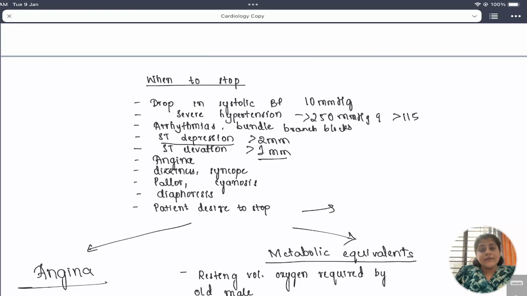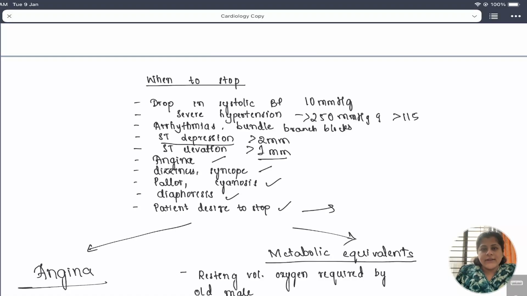If the patient is having angina, dizziness or syncope, or signs of hypoperfusion like pallor or cyanosis, even then you will stop. If the patient is having diaphoresis. And finally, if the patient himself or herself is saying, I'm unable to do it, even then you will have to stop this test. There are multiple stages of the Bruce protocol, and only very trained athletes can pass all the stages. Otherwise, nobody will be able to pass these stages.